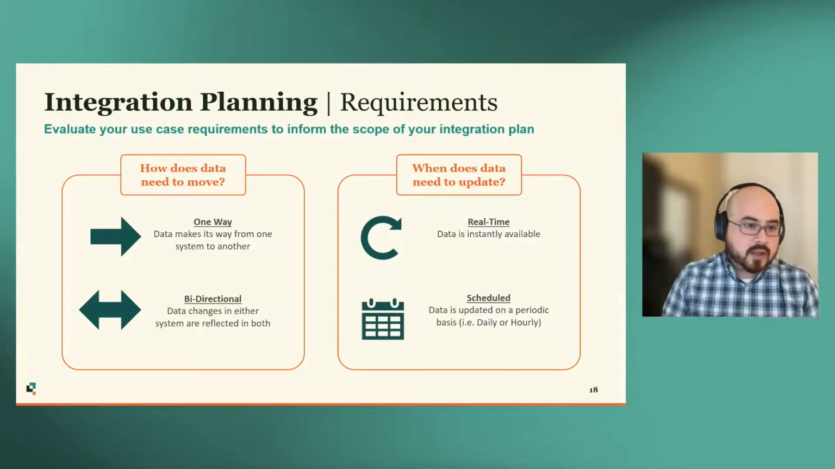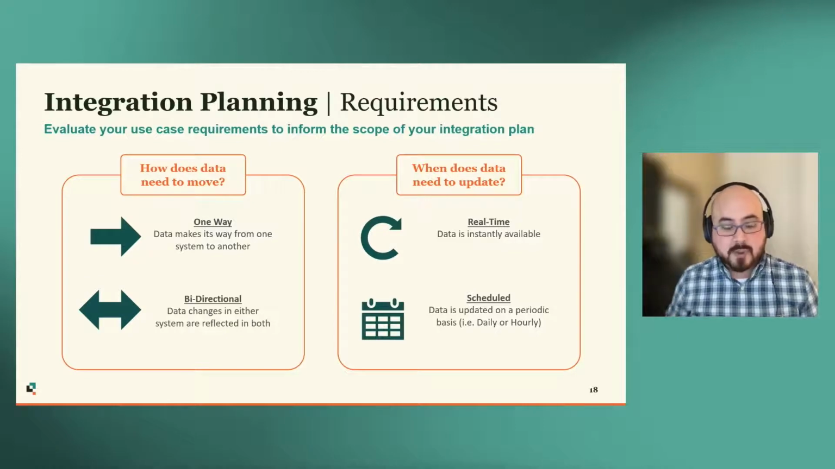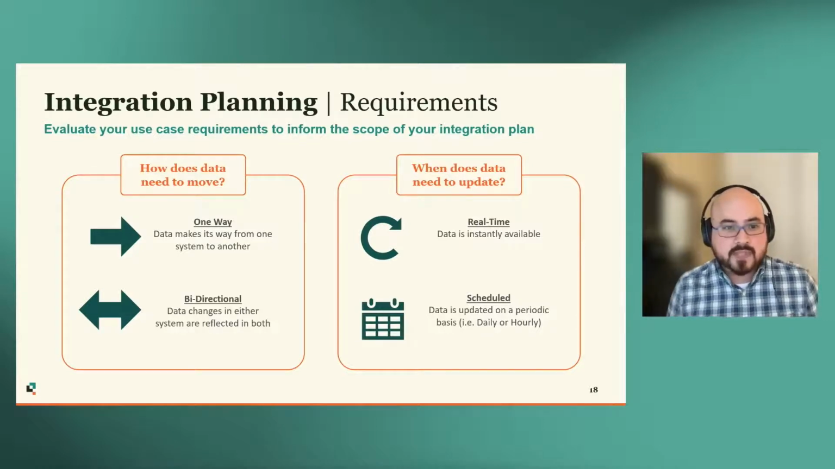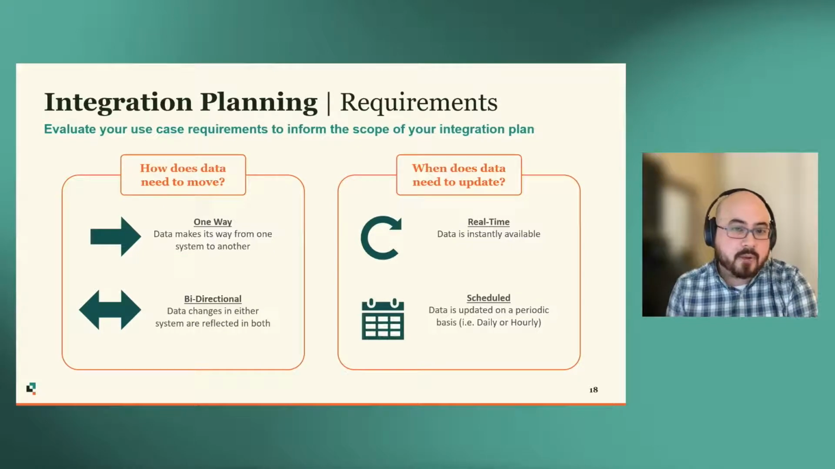Or, is there a situation where instead of just that one direction, I need to actually have data get updated in my system, and for those changes then to be reflected back in SAP. And so now it needs to be bi-directional. So knowing how data needs to move, because you understand the requirements of your use case, is going to affect the strategy you implement. And not only that, but you also need to know the timing as well.